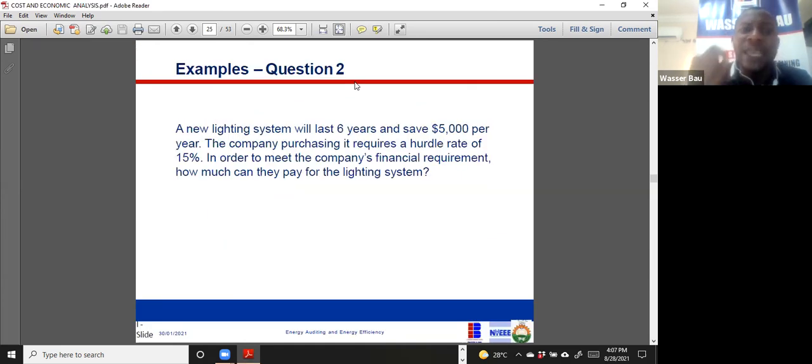So this question says, a new lighting system, watch this now. A new lighting system will last 6 years and save $5,000 per year. The company purchasing it requires a hurdle rate of 15% in order to meet the company's financial requirements. How much can they pay for the lighting? A company wants to come and give you lights that will save you $5,000 per year, and the interest rate is 15%. What's the maximum amount you will pay for that investment?